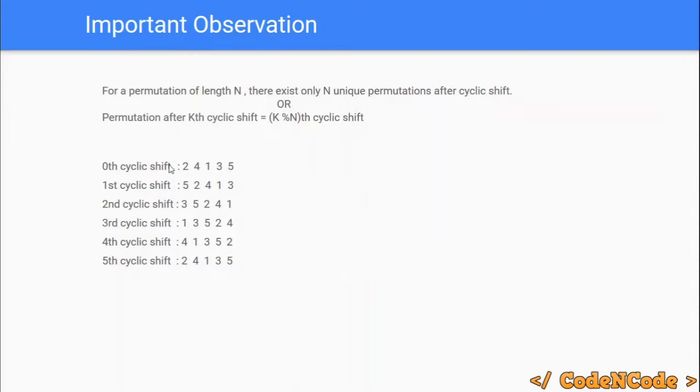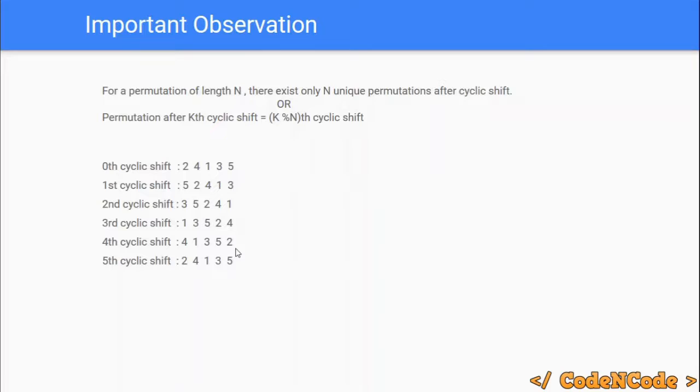Now here, the original array will be considered as the 0th cyclic shift. I'm talking about the right cyclic shift. The first right cyclic shift would be this array. The second right cyclic shift array would be this. Similarly for the third and fourth. Now what this statement says is that there exist only 5 unique permutations. There exist n unique permutations, and here n is 5. So these are those 5 unique permutations.